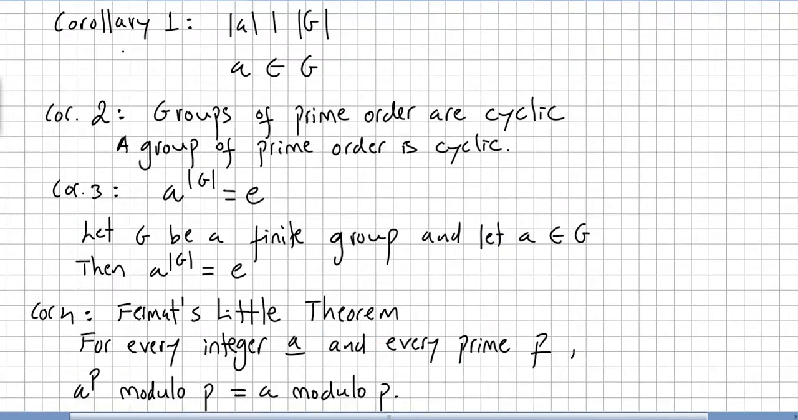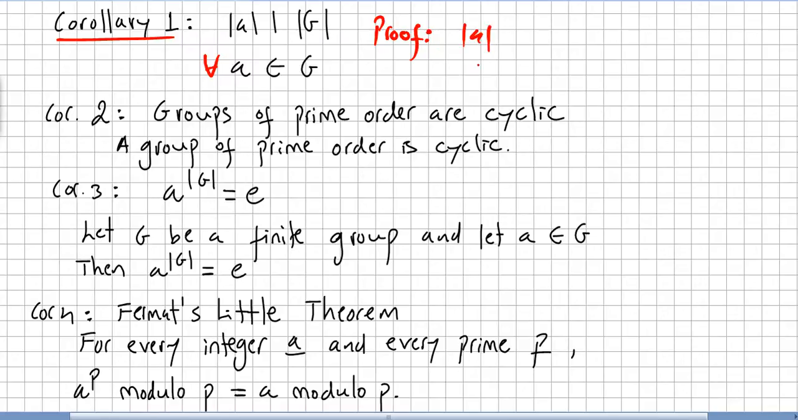Okay, so now I want to leave here 4 quick corollaries. Corollary number 1, the order of A divides the order of G, of course, for all A in G. So in a finite group, the order of each element of the group divides the order of the group. The proof is really simple.